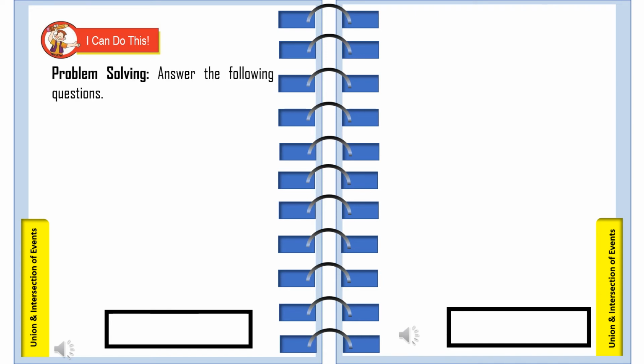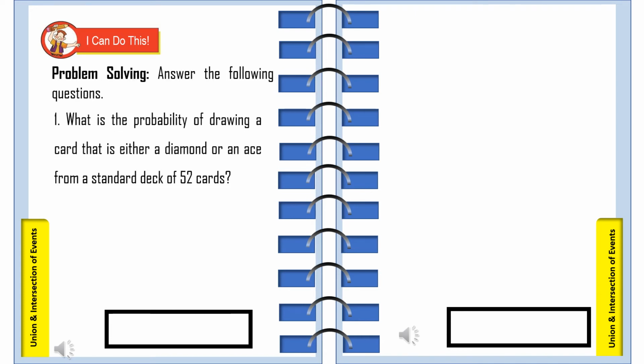Okay, so problem solving tayo. Answer the following question. Question number 1. What's the probability of drawing a card that is either a diamond or an ace from a standard deck of 52 cards? So, sinabi na natin na yung standard deck of cards ay total of 52 cards. Ang tinatanong dito yung probability na makakuha ka ng either diamond card or an ace card. Okay? So, timer starts now.